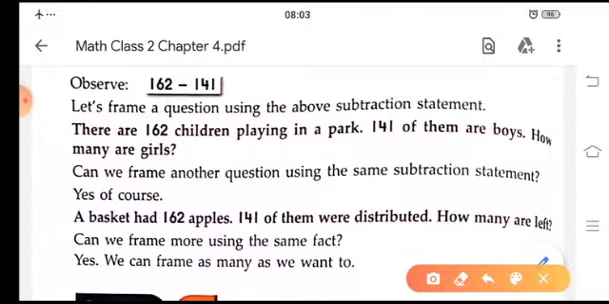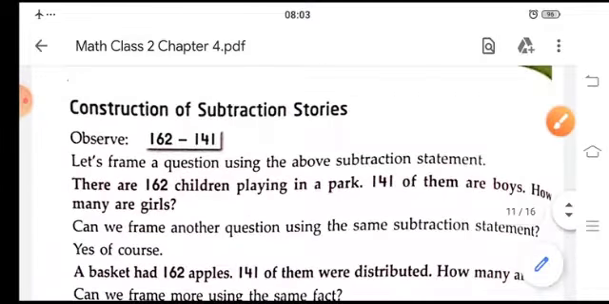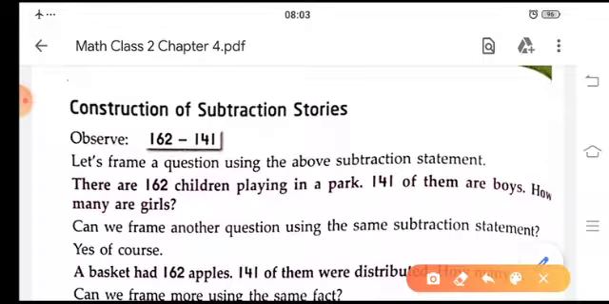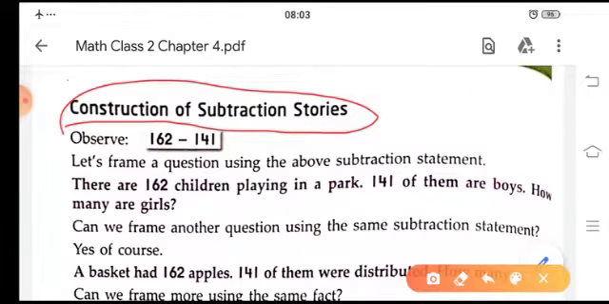So again, construction of subtraction stories, children. We have done construction of addition stories, children. Now we'll do construction of subtraction stories. So let us take the numbers 162 minus 141. Let us frame the question. We can write anything by taking these two numbers.